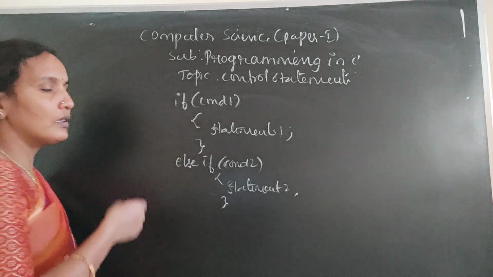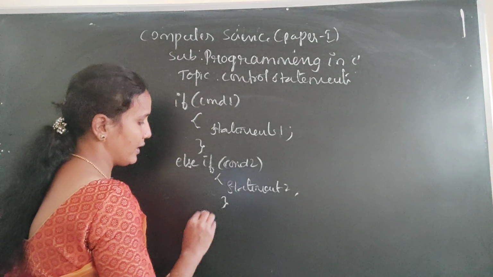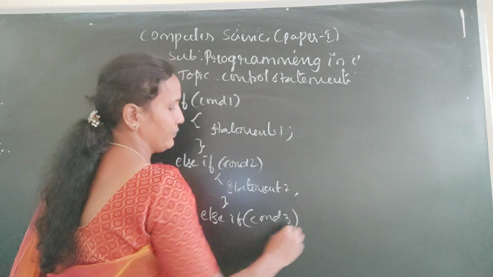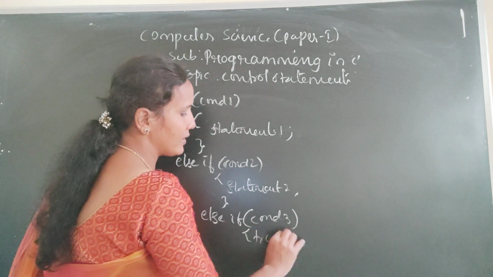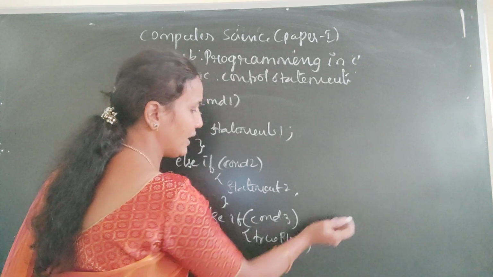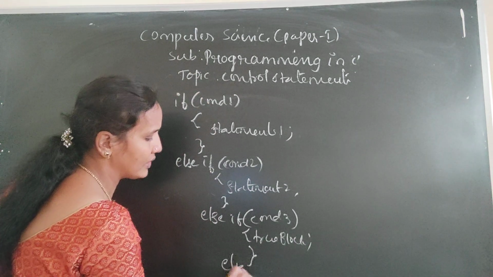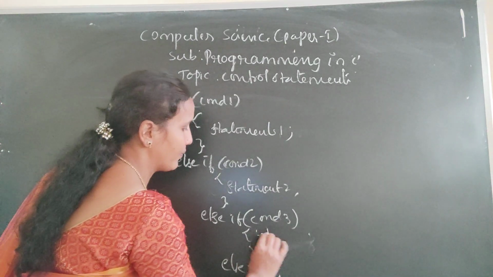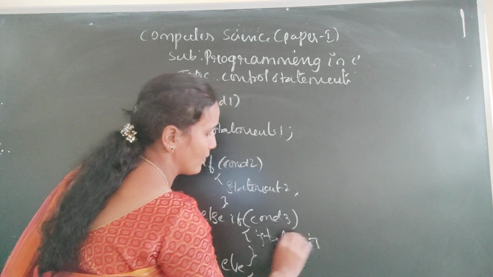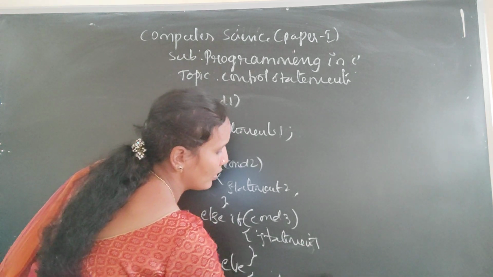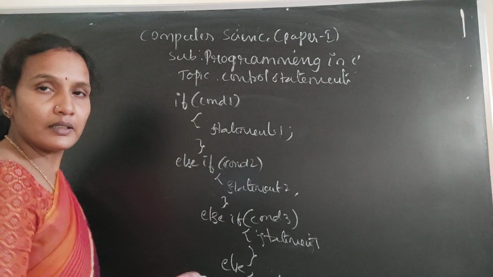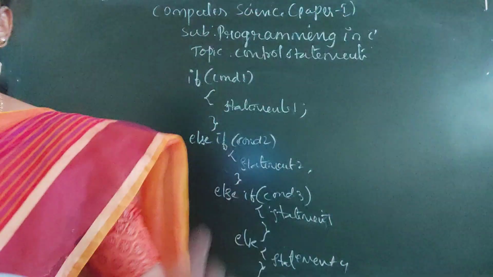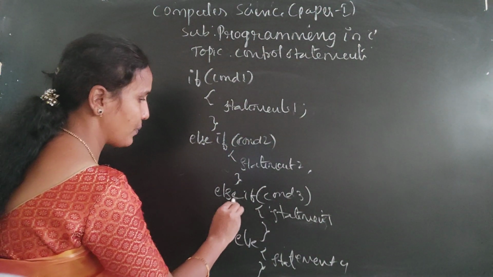If the second condition is also false, then else if condition 3. Again true block of this, like this. All the conditions are over, then at last we give else. Here instead of true block you give statement 3. And here statement 4. And here this is the else part of, just a minute. Here this is the else part for this.